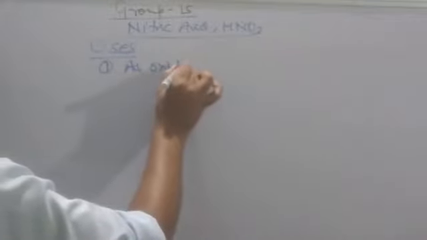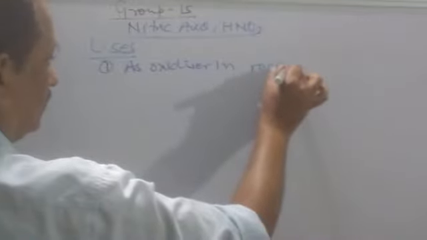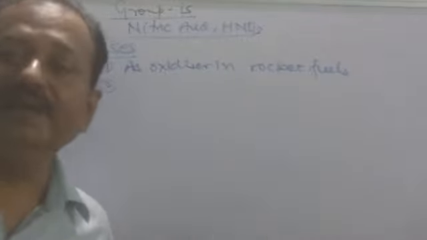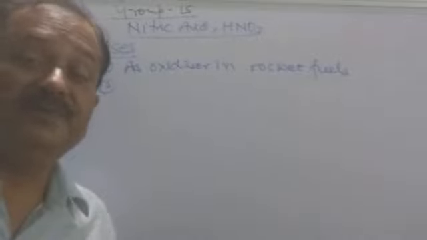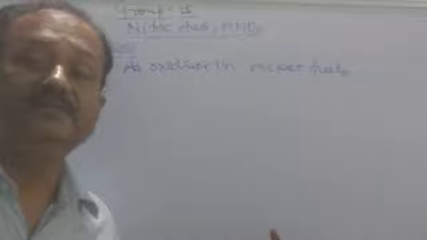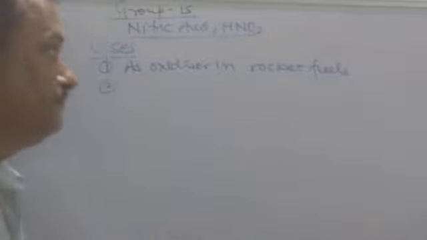We will see about the usage of nitric acid. So nitric acid, first, as oxidizer in rocket fuels. This is a very important point. It is used as oxidizer in rocket fuels. The rockets which fly high have the fuel, but there is no oxygen in the atmosphere. So it requires nitric acid, and nitric acid is the cheapest way to have this.